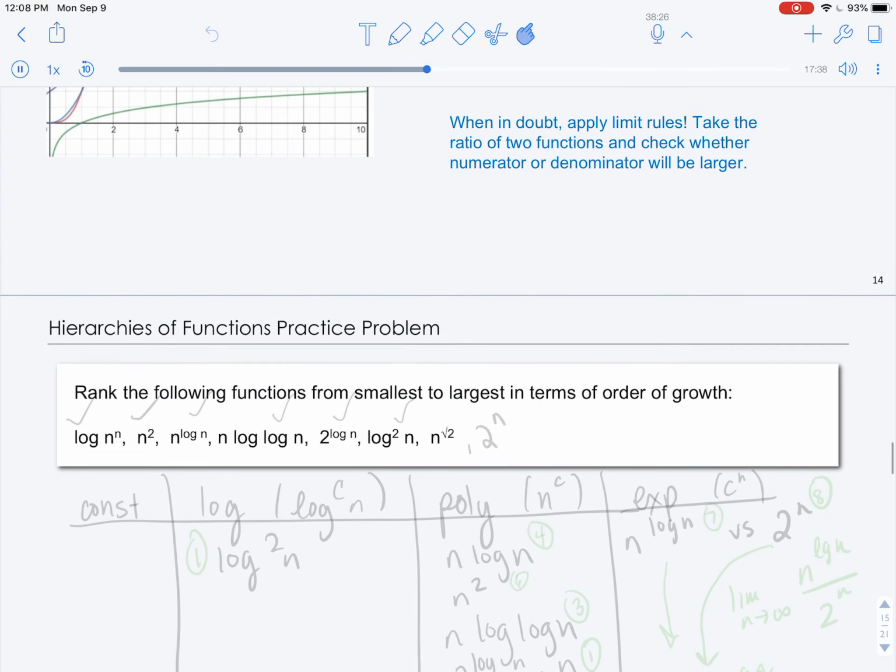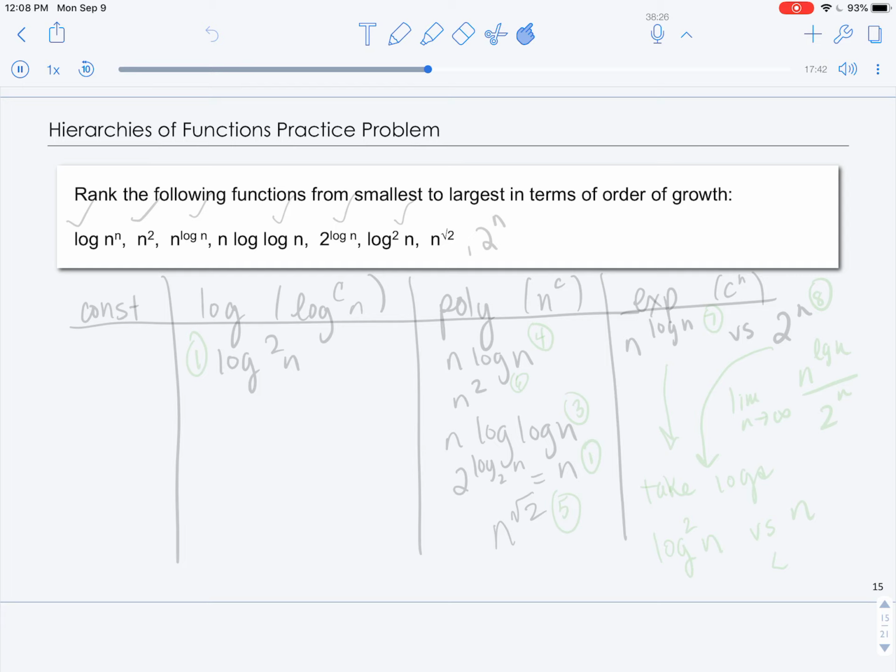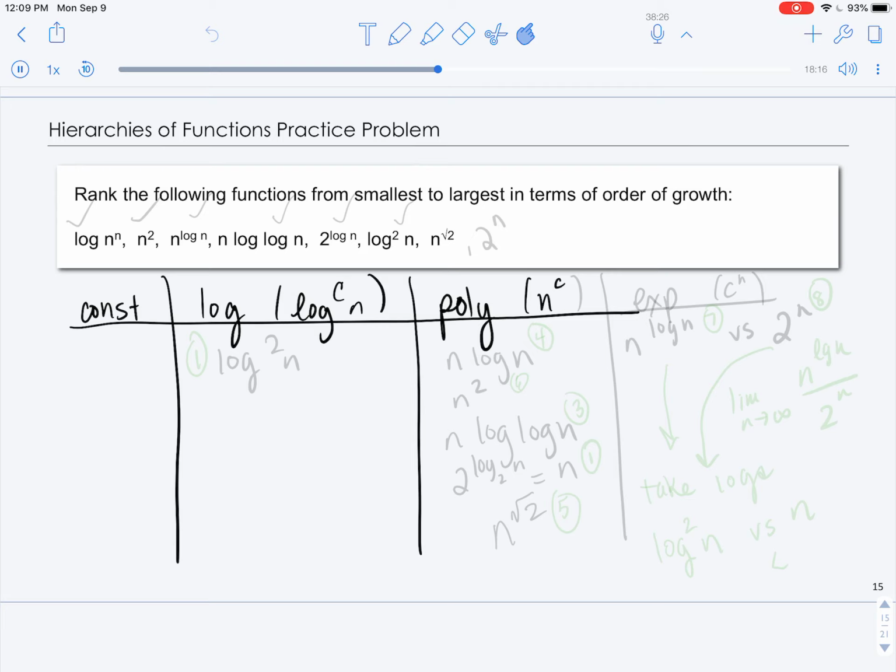Now let's work on an example. In this example, we are going to rank the following functions from the smallest to the largest in order of growth. To do so, we're going to start by applying the theorem that we had just learned. So we can create bins: a constant time bin, a logarithmic time bin, a poly time bin, and an exponential bin.